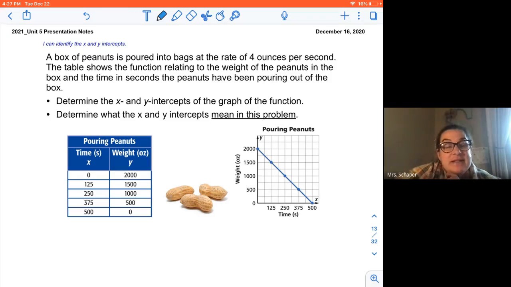Hey, mathematicians, last time we talked about intercepts. Today we're going to talk about how to interpret intercepts. So intercepts are where the line crosses the x and the y axis. And now we're going to see, what does that mean in real life?